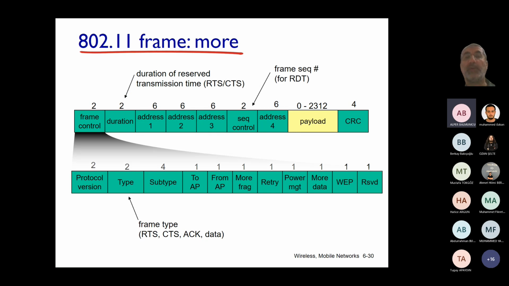Okay, so let's look at the other fields, such as the duration of the reserved transmission time, which is utilized for the RTS, CTS, and the frame sequence number for reliable data transfer, if you guys remember. So as you see, there are many different fields.